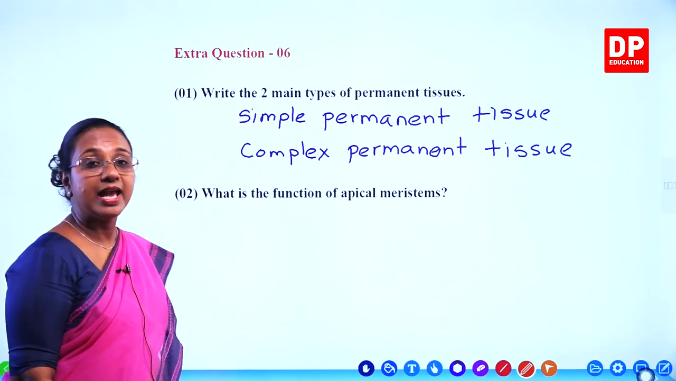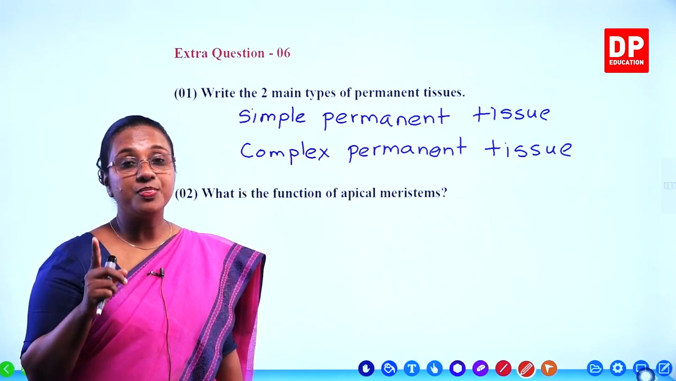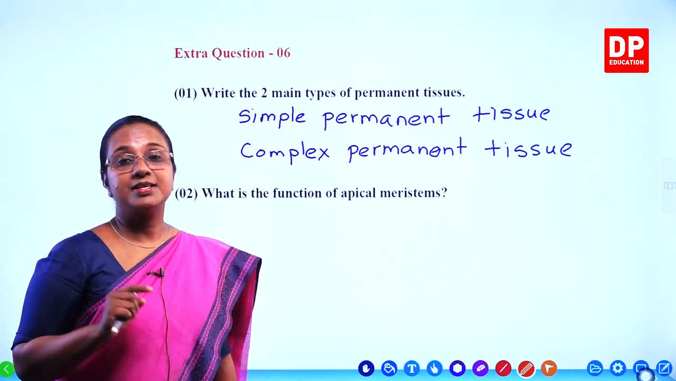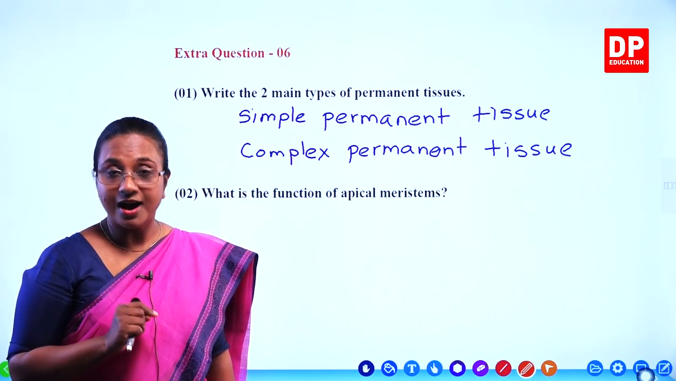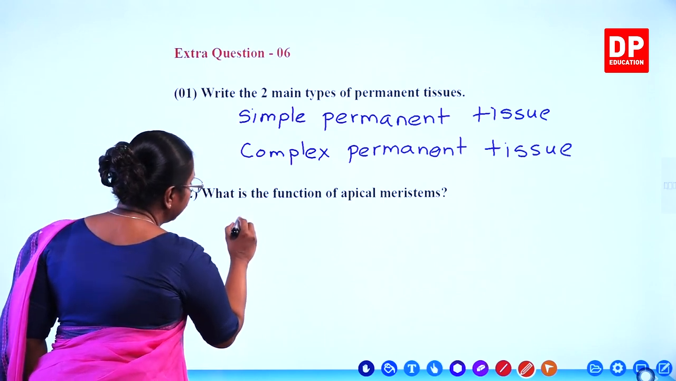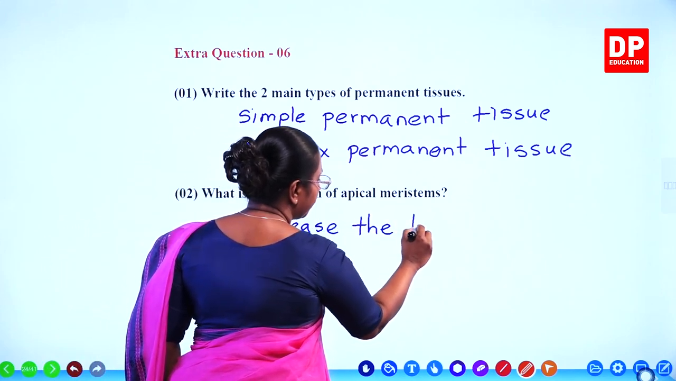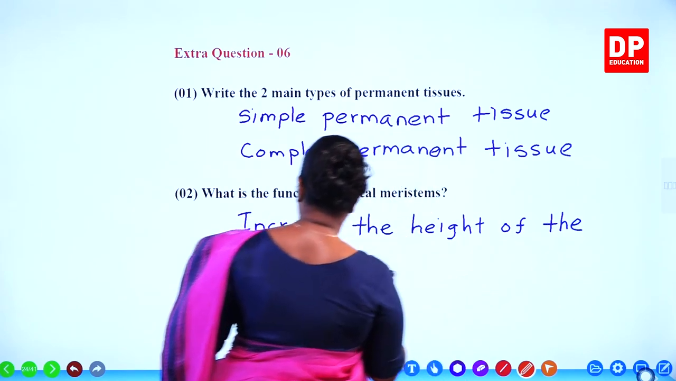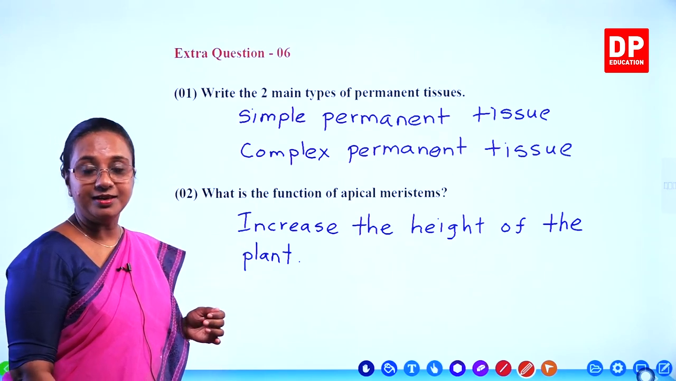What is the function of apical meristem? You all know, students, meristems are classified based on their location. So apical meristem is present in the shoot apex and the root apex of the plant. And they help to increase the height of the plant. So here, what is the function of apical meristem? Increase the height of the plant. That is the function of apical meristem.